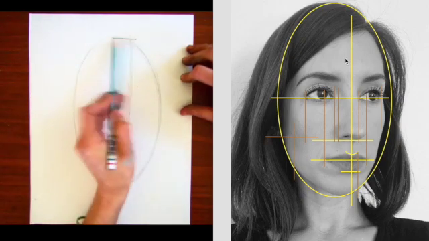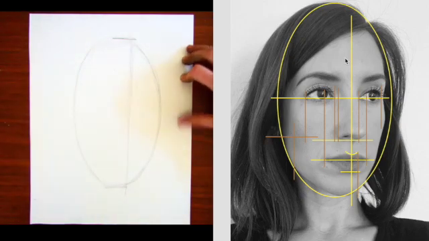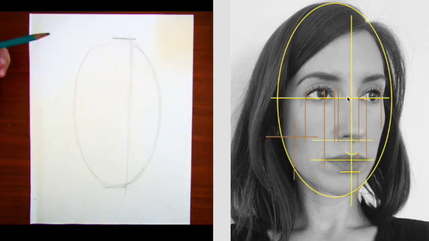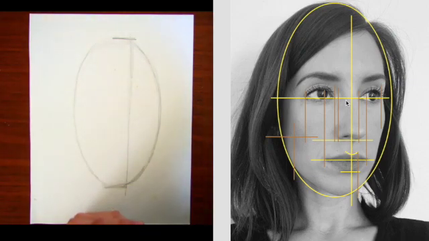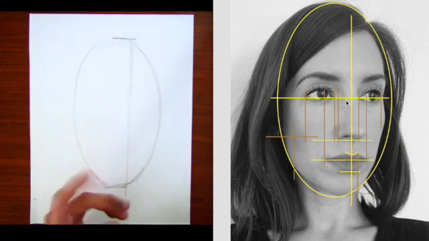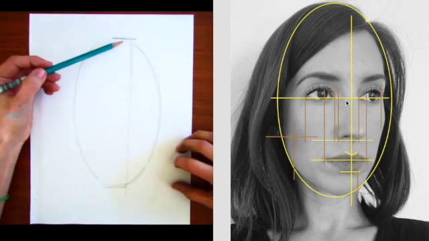Now I'll mark the bottom and I'll mark the top. Now I want to mark in that eye line. So I know from our proportions that the eyes are halfway down the face. But if I'm looking at my face and I take a measurement with my pencil, I see that that is true, that it is halfway down from the bottom of my chin to the top of my head.